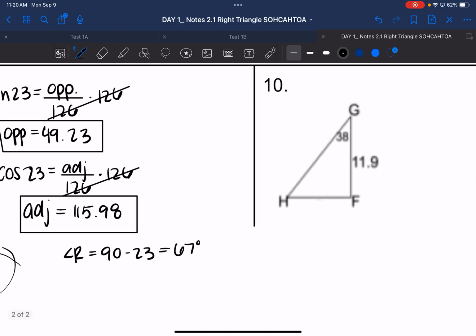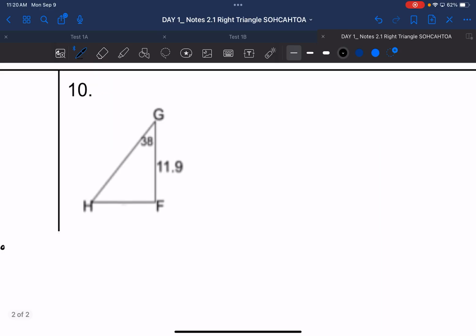Okay, let's look at number 10. On number 10, here's my angle, 38. They should have marked this as a 90-degree angle, but they didn't. And what is the 11.9? The adjacent side. Okay. All right. So let's say we're looking for the opposite side. Which ratio would I have to use? Tangent. So I'm going to have tangent of 38 is equal to that opposite over adjacent, which is 11.9.